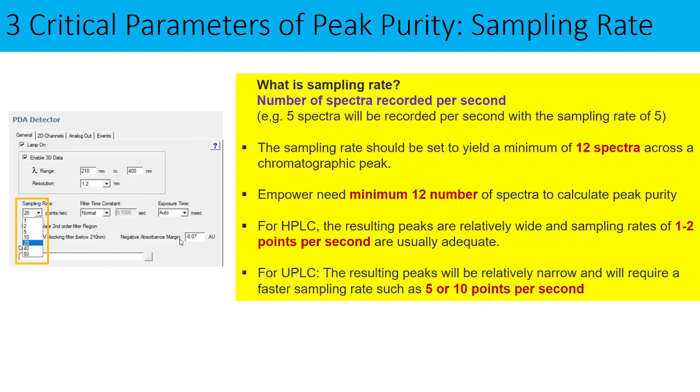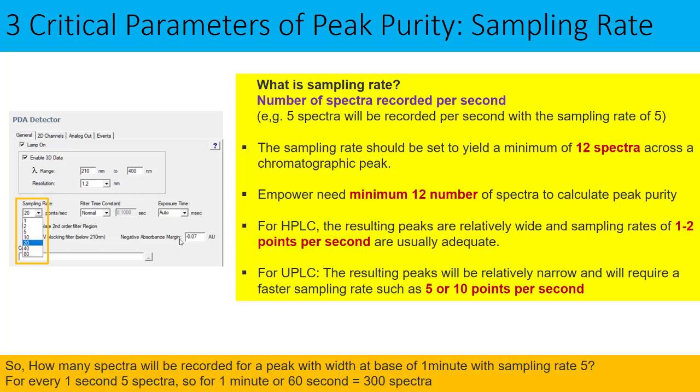Let me also show you the calculation of the sampling rate with the help of a simple example. How many spectra will be recorded for a peak width at base of 1 minute with a sampling rate of 5? For every 1 second, 5 spectra will get recorded because our sampling rate is 5.